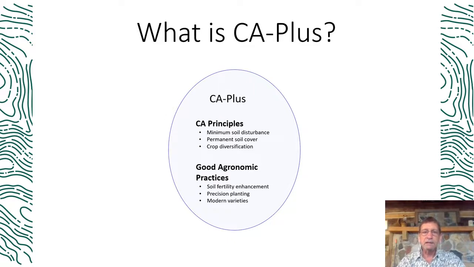Together, CA plus good agronomic practices we refer to as CA+. And this concept, this CA+ concept, is a real key to scaling up the number of farmers and the number of hectares that we have under CA in our project.